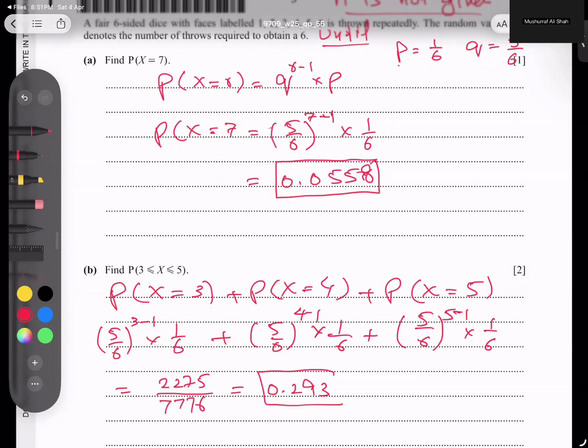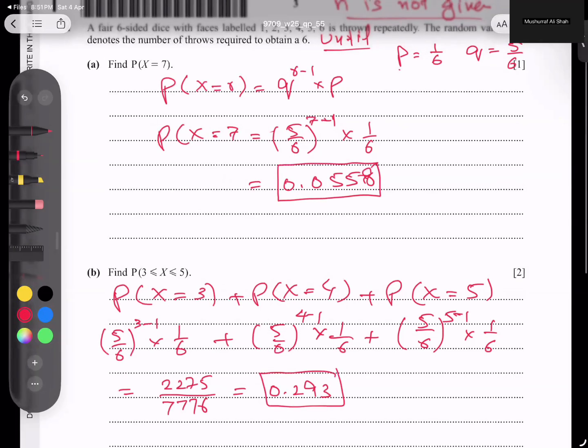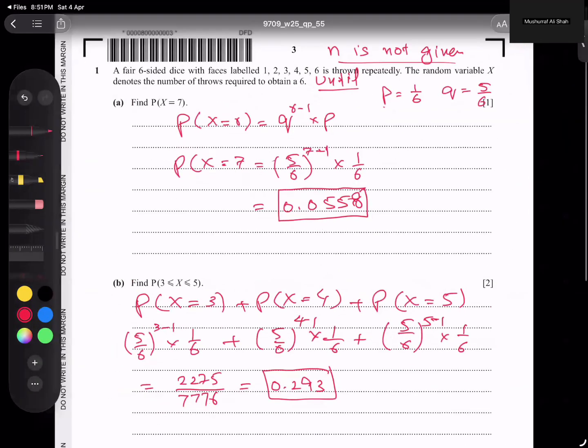Alhamdulillah. So you understood well, and you learned one important lesson: if the word until is there, or he says first-time appearance, that is geometrical probability, or if n is not given, that is another example of geometrical probability. Question number 1 is complete.